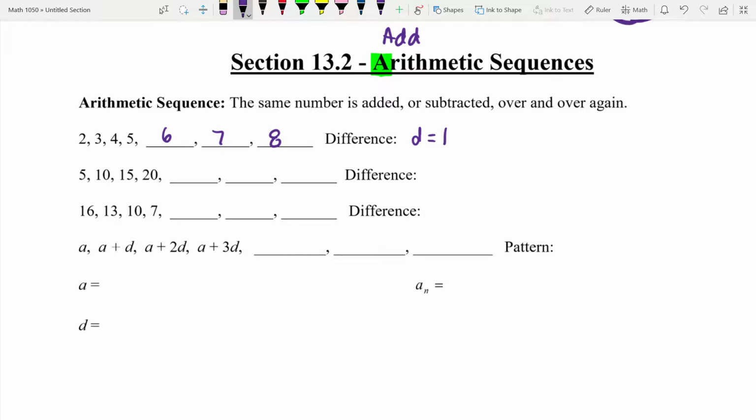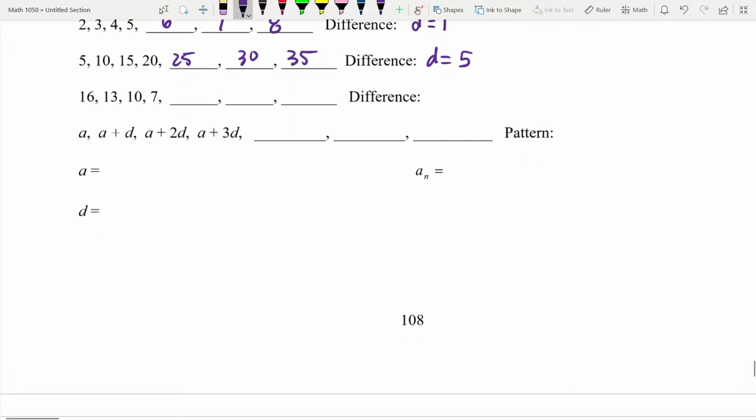Okay, the next one, 5, 10, 15, 20, obviously it's going to be 25, 30, 35. Everybody tell me what my D is on this one. 5 is correct. Okay, look at the next one. They're getting smaller. So 16, 13, 10, 7. Somebody tell me what my D is. -3, right? 7 minus 3 is 4. 4 minus 3 is 1. 1 minus 3 is a -2. Okay? Like I said, I do think there will be a question from this section on the final. Okay? Just so you know.